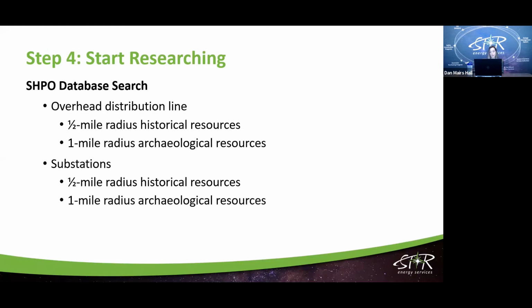Overhead distribution lines and substations are the same, except they're a half mile for historical resources and 1 mile for archaeological resources. So for all the different types of construction, you're concerned about any archaeological resources or sites within a mile. It's the historical resources that can vary in the APE.